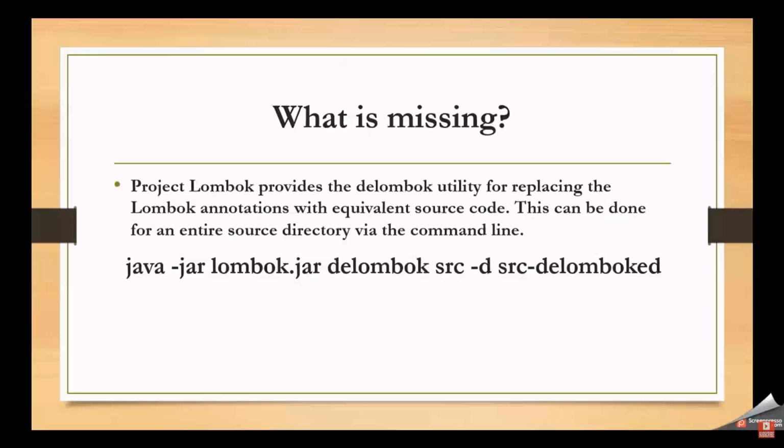Now we need to go to our project folder. There we need to execute a command: java -jar lombok.jar delombok src, that is our source folder. -d represents a directory, src delombok. With this command, what will happen? Wherever Lombok annotations are there, it is going to replace them with the equivalent Java code for those model classes. So whatever is missing in the entity class or model class, we can generate the equivalent source code by using delombok.